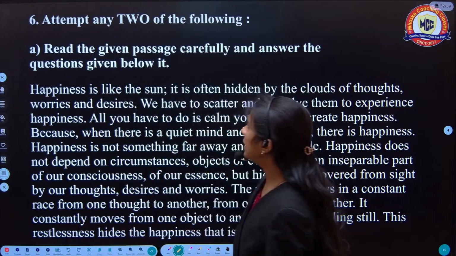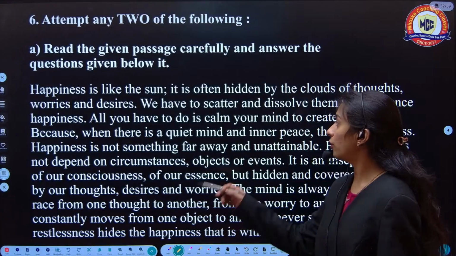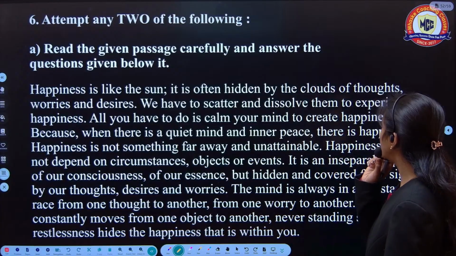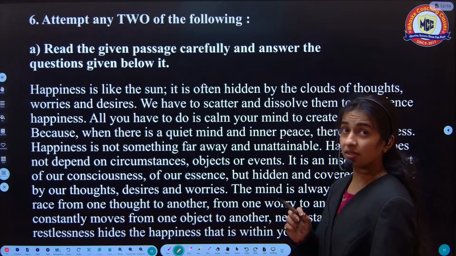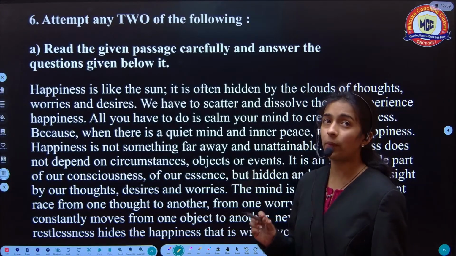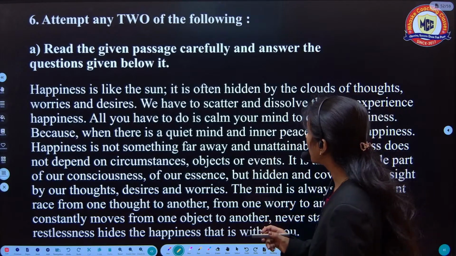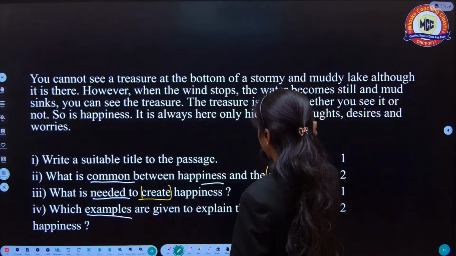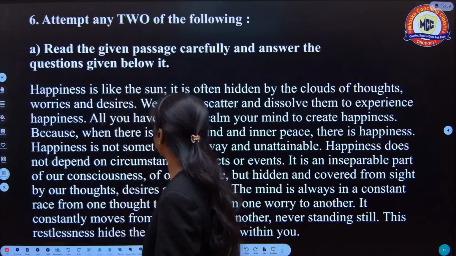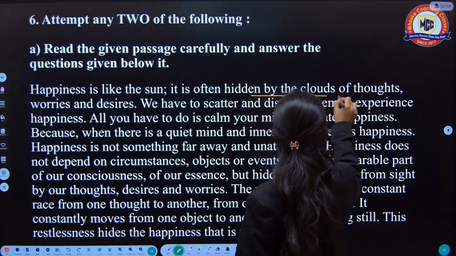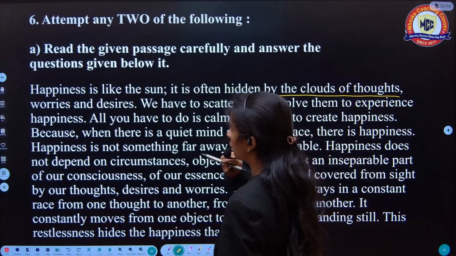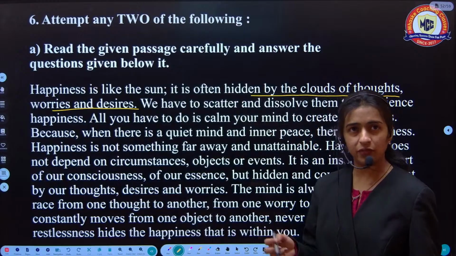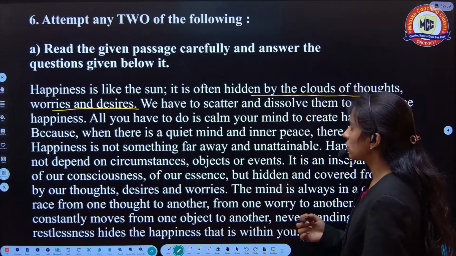Happiness is like sun. You got the first thing, that is sun. It is often hidden by the clouds. After sun, we are going to get the common thing between happiness and the sun. So, it is often hidden by the clouds, hidden by clouds of thoughts, worries, and desire. Okay, we'll read further and then we'll write all the questions together.